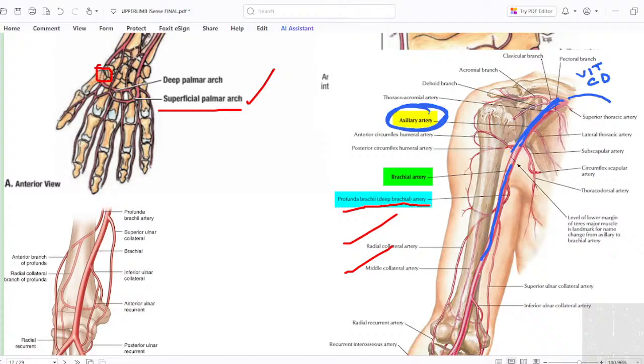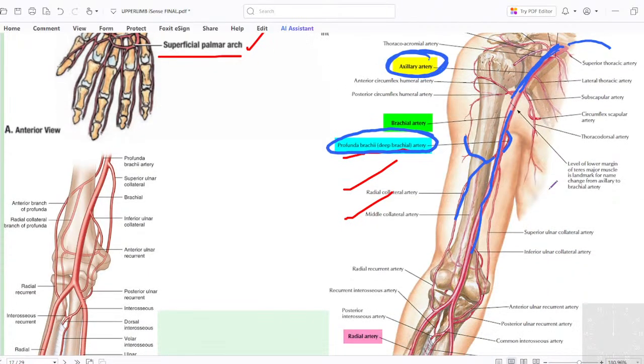The brachial artery here gives a deep branch, profunda brachii. Profunda brachii is the deep brachial artery, another name is profunda brachii artery. Remember profunda femoris? That is the deep branch of the femoral artery. So here also the deep branch of the brachial artery is profunda brachii.